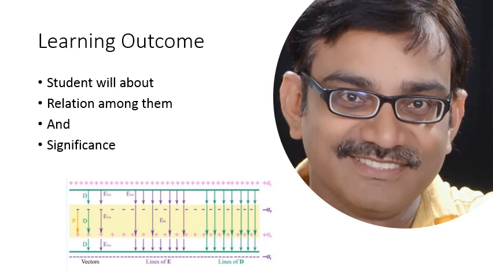Using this lecture, students will learn about the existence of the relation D is equal to epsilon 0 E plus P. P is the polarization and D is the displacement field. This relation has significance in dielectrics, in the presence of dielectrics.